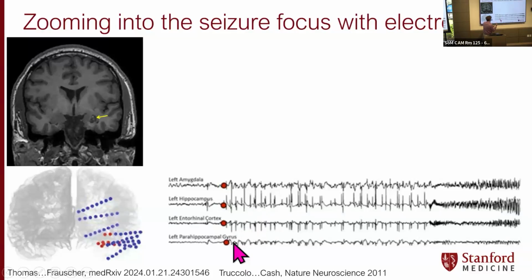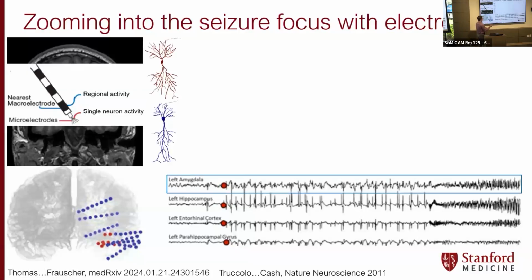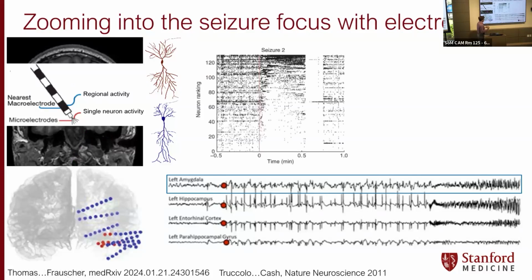So this is something we do clinically every other week or so, but some groups are able to zoom in on a particular seizure focus. At the end of the typical stereo EEG electrode are microelectrodes, and they can record individual neuron activity in the human brain. And when people do that, what they see is something like this after a lot of analysis. So you can rank neurons by their activity level. From 0 to 130 or so, each line is a different neuron in that seizure focus. And you can see what these different neurons do during the course of the seizure.